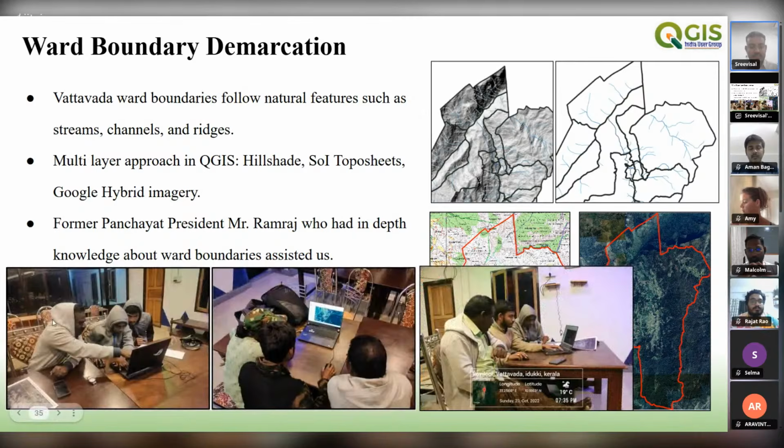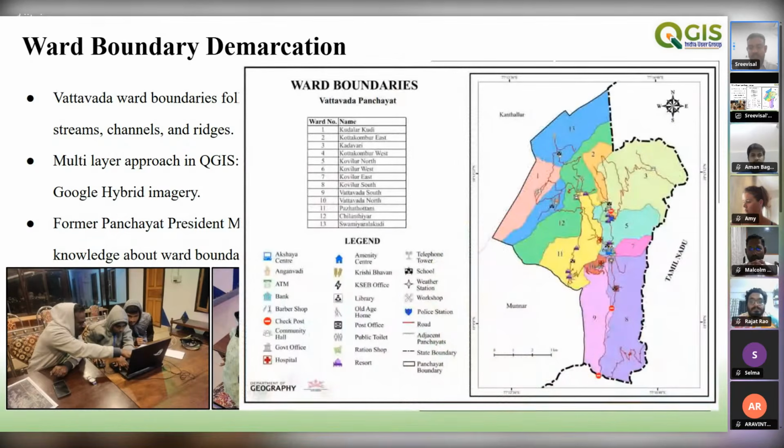So this is a former Panchayat President, Mr. Ramraj. He was very knowledgeable about the ward boundaries. So he would tell us, this ward has this stream as a boundary, this ward has this ridge as a boundary, this one has this road as a boundary. So in the QGIS interface itself, we were able to digitize and create an accurate map out of it. So you can understand the difference.